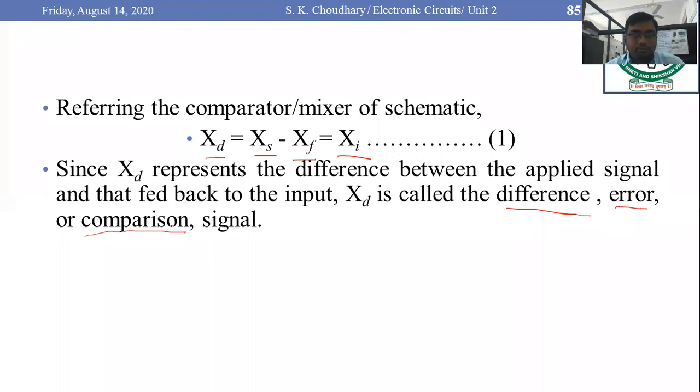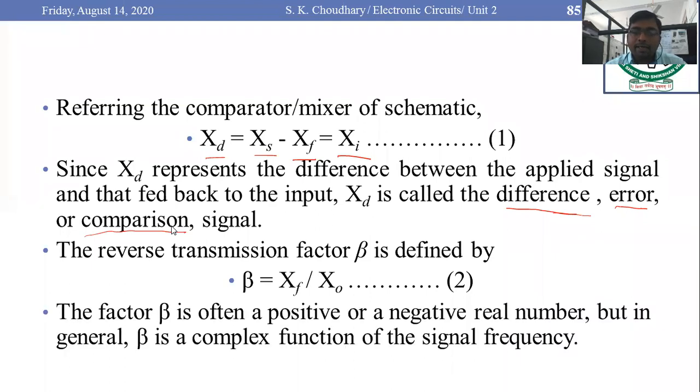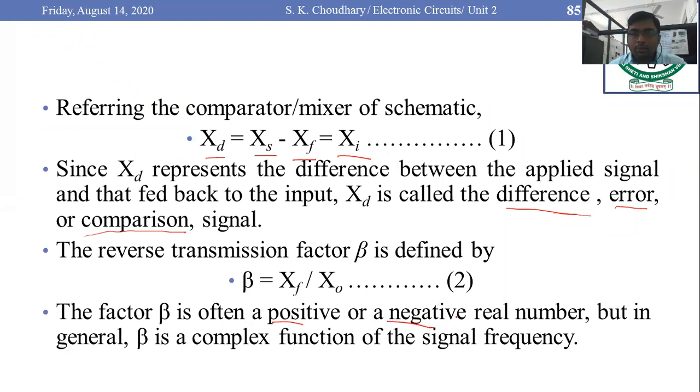Now we have to find the expression for beta, the reverse transmission factor, that is defined as the ratio of the feedback signal to the output signal. This is equation number 2. The factor beta is often a positive number. You have to remember this again. It may be a positive or negative real number.